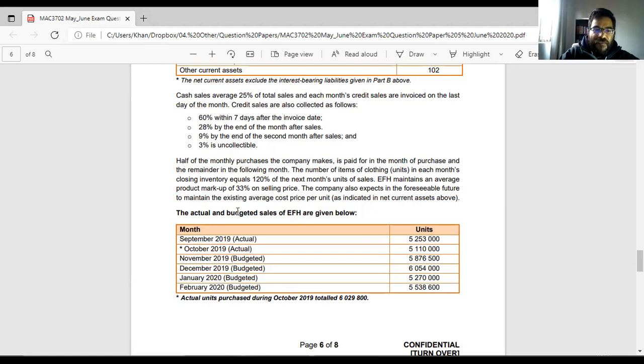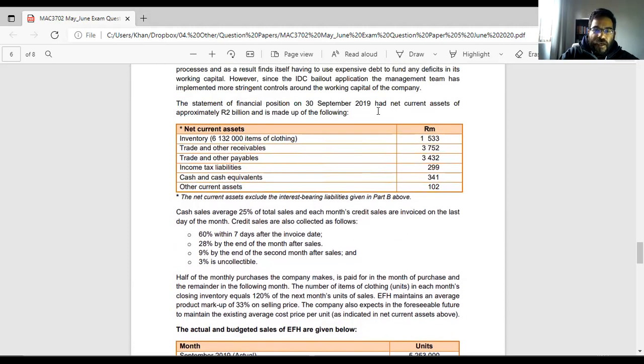EFH maintains an average product markup of 33% on selling price. The company also expects in the foreseeable future to maintain the existing average cost price per unit as indicated in the current net assets above. Here you can see each item: the total cost is 1.5, right? If you divide by 6132, you'll get the average cost per unit or per item.